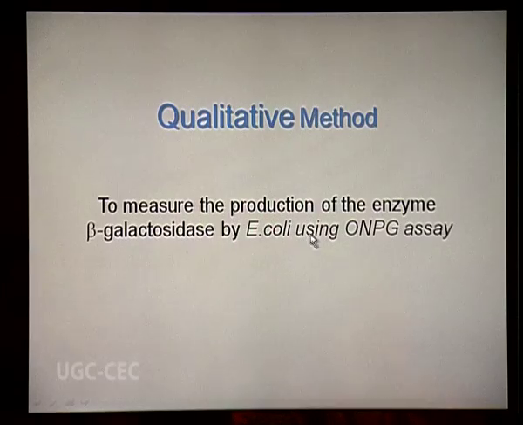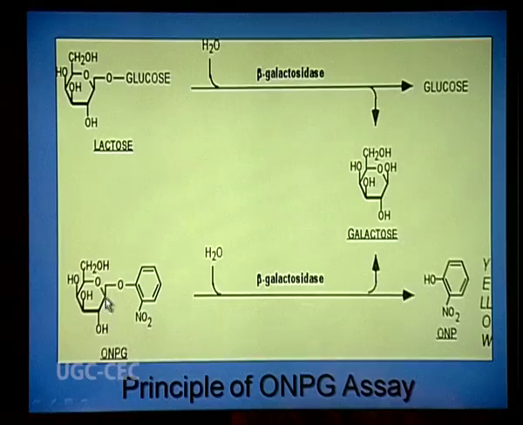Now we are coming into the experimental part where we are going to measure the production of the enzyme beta-galactosidase by E. coli using the ONPG assay. Ma'am, what is ONPG and what is the principle behind this assay? Actually, ONPG stands for ortho nitrophenol beta galactoside.